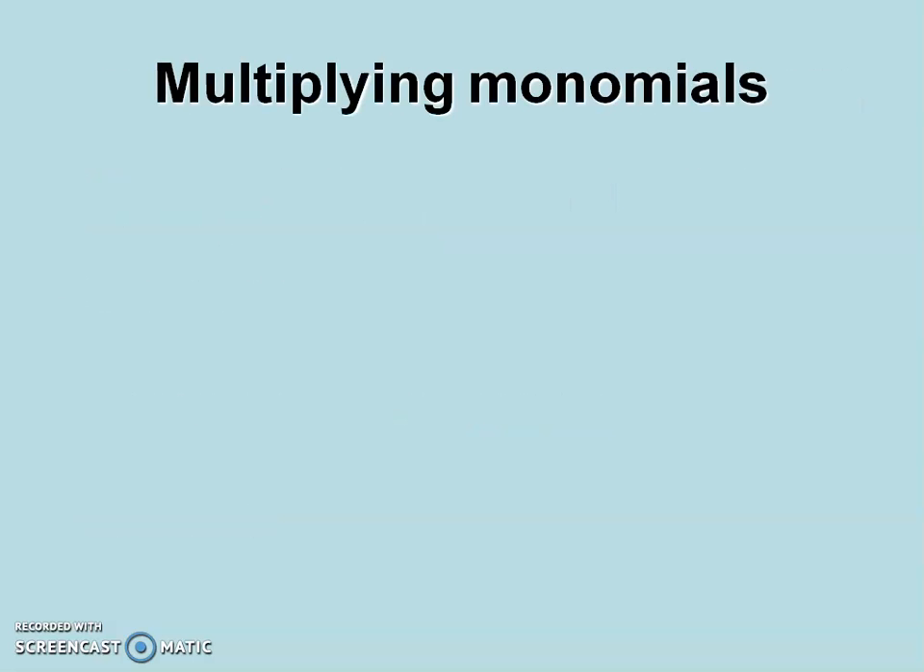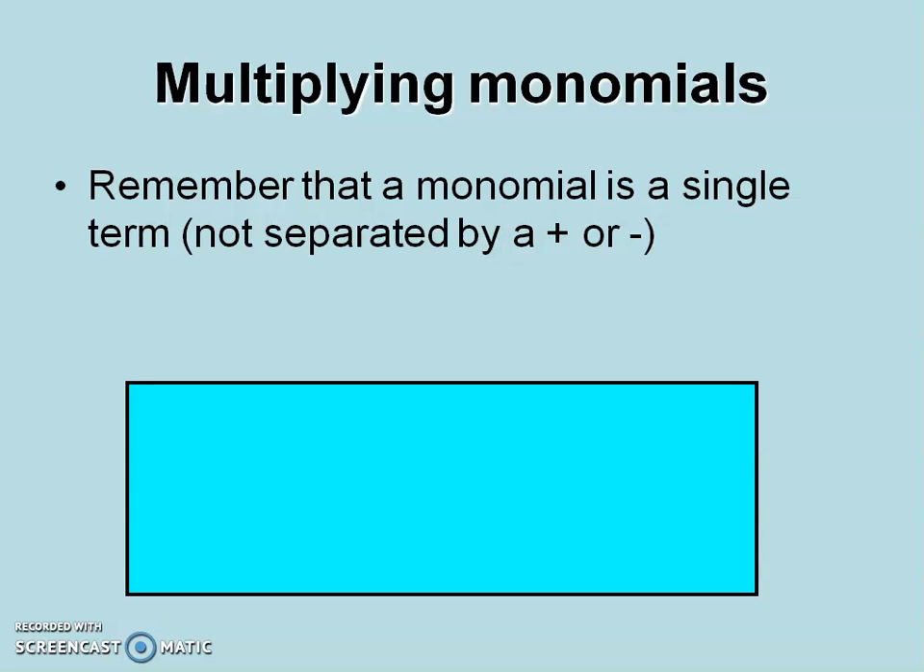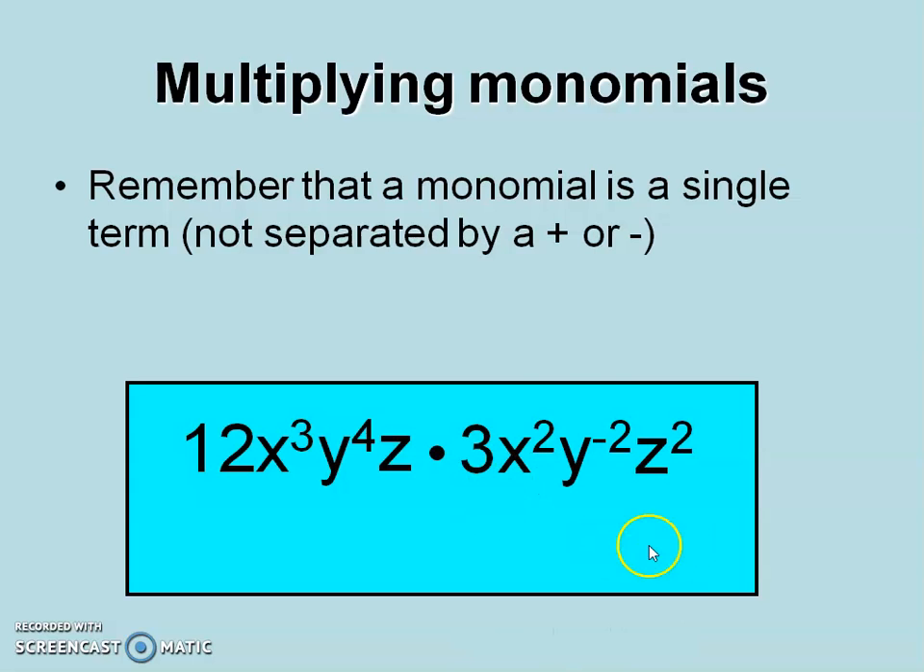So first up, multiplying monomials. Remember that a monomial is a single term. So this is a monomial. Doesn't have a plus or a minus and then another term. All of this together, even with the variables and the coefficient, that's called a monomial. This is another monomial.